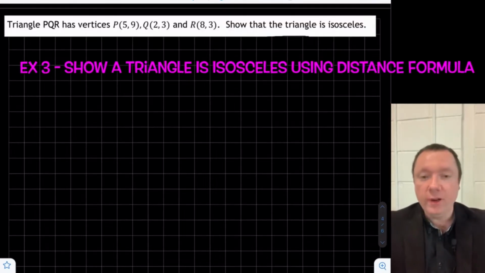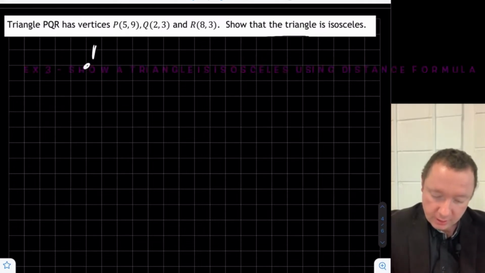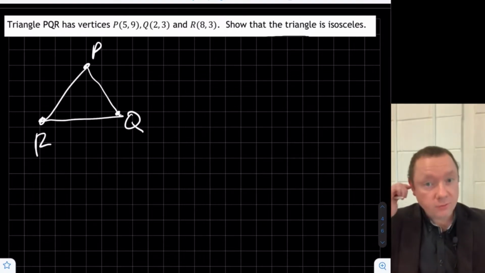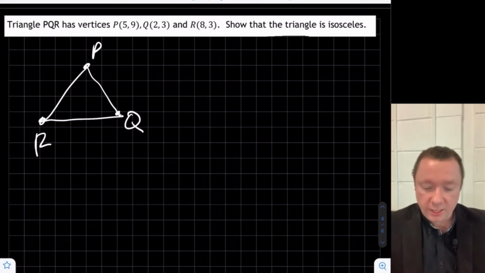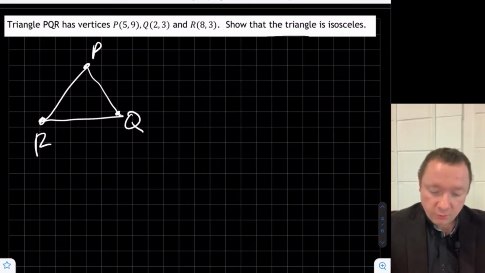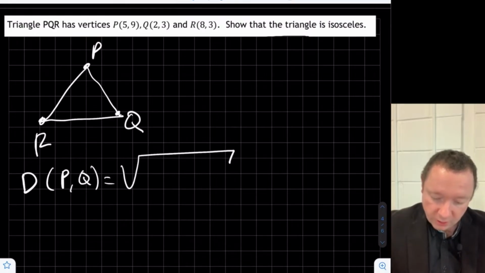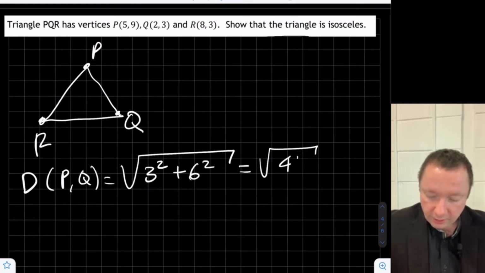PQR has these vertices. Show that it's isosceles. So we can visualize P, Q, and R. And of course, this is not drawn accurately at all. I've not even checked to see if the relative positions of the points are correct. It's just to give me an idea. But essentially, if any 2 of the sides are the same, it is an isosceles triangle. So I just need to check my distances. The distance from P to Q is the square root of 5 minus 2 squared, which is 3 squared, 9, plus 9 minus 3 squared, which is 6 squared. That's the square root of 45.